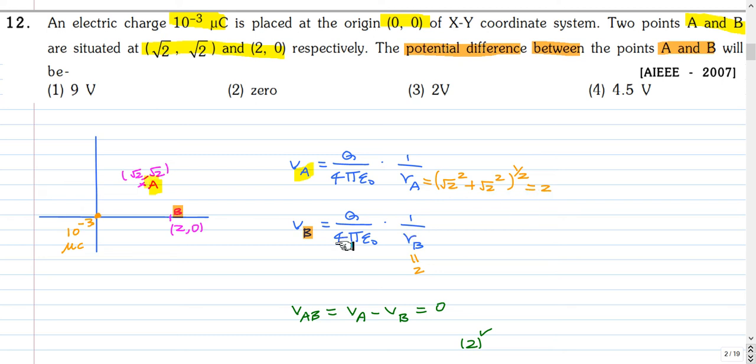And potential at point B is Q by 4 pi epsilon naught into 1 by the distance, and this distance is 2. So the values of potential at points A and B are the same. So the potential difference between A and B is 0. The correct option is option 2.